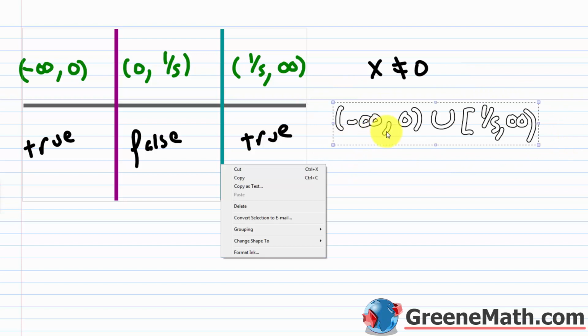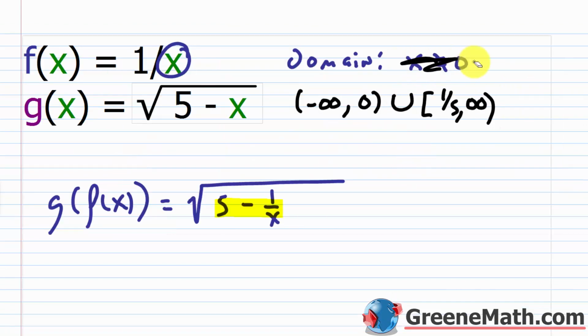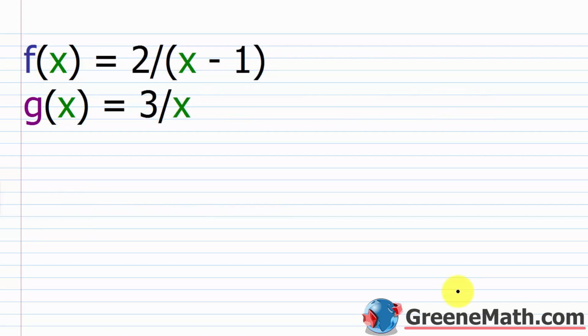So let me just copy this. So for my domain, I can just list it out like this. We'll say from negative infinity up to but not including 0, right? 0 is not included. Then the union with, we have that 1/5 is included and then anything larger. All right, let's take a look at another one.